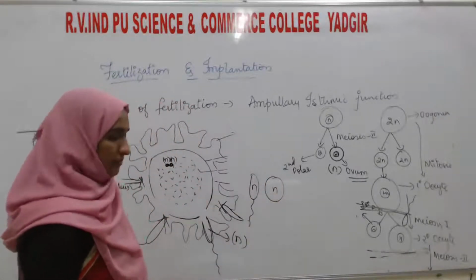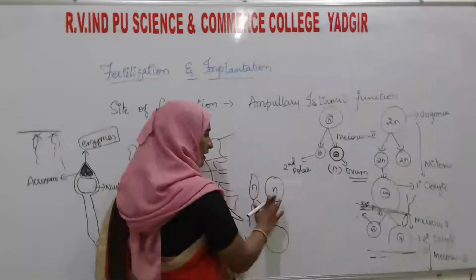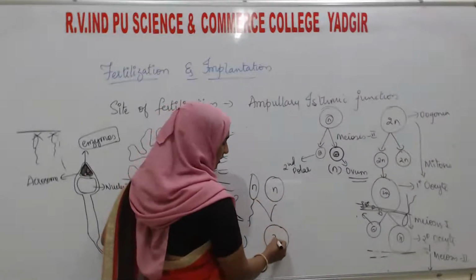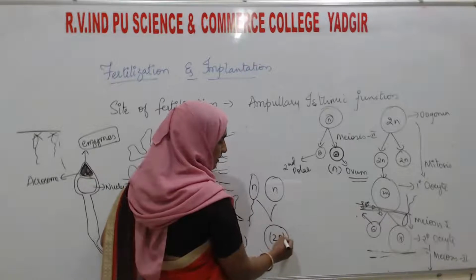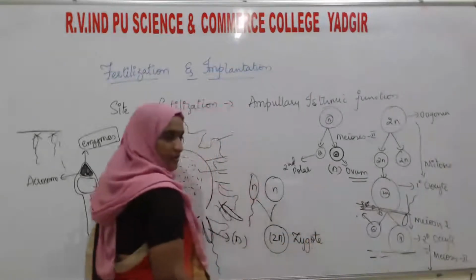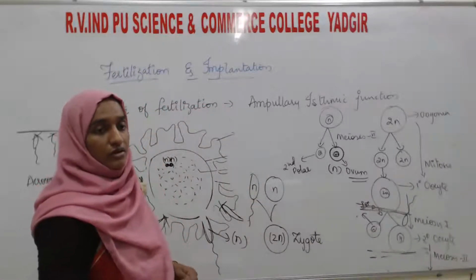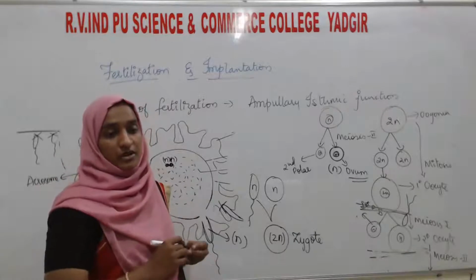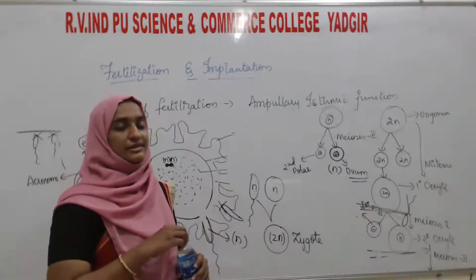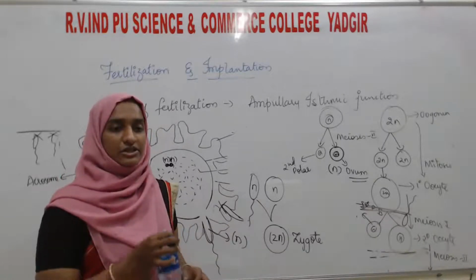After fertilization, if n and haploid cells fuse, then what is going to form? Diploid. What is that? That is the zygote. A diploid zygote is going to form after the sperm fuses with the ovum. Okay, so let's go for the next topic, that is sex determination in human beings.